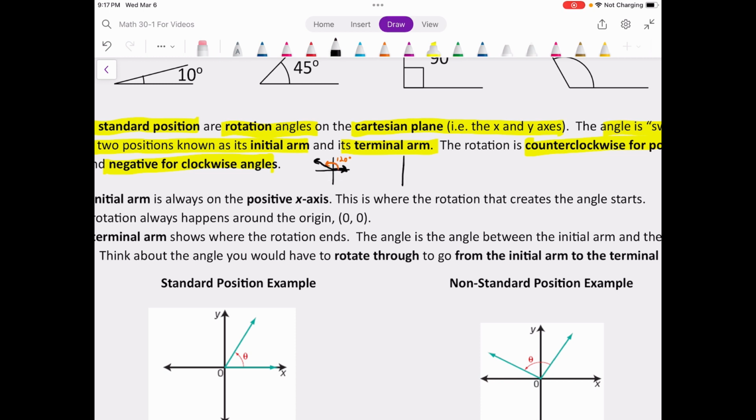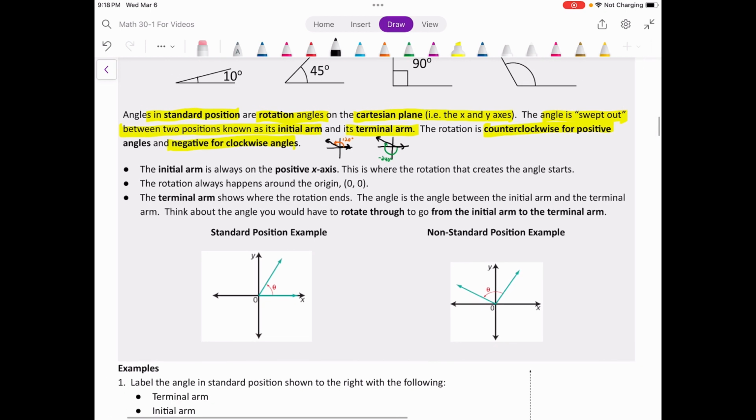We could also start from the initial arm here and go negative 240. That actually gets our terminal arm into the same place, right? Okay, why negative? Because I rotated clockwise there. Okay, clockwise there. So that's just a couple examples of angles in standard position. One positive, one negative.